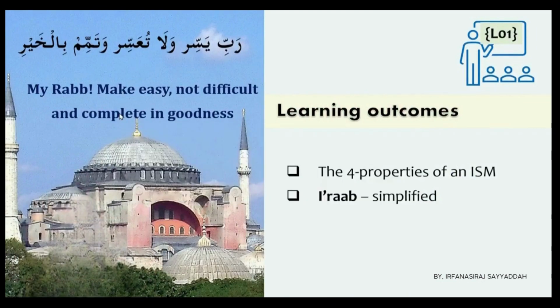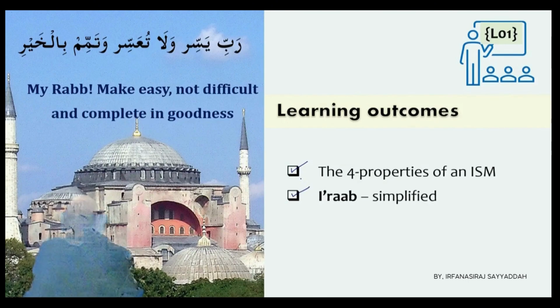The learning outcome of the first lesson is to take an overview of the 4 properties of an ism. And inshallah ta'ala, we're going to split this lesson up into 2 videos. In the first video, we will take an overview of the 4 properties of an ism. And in the second video, inshallah, we're going to look at i'rab, which is a unique property of an ism as far as English language is concerned, or English speaking students are concerned. So let's begin. Bismillahir Rahmanir Rahim.